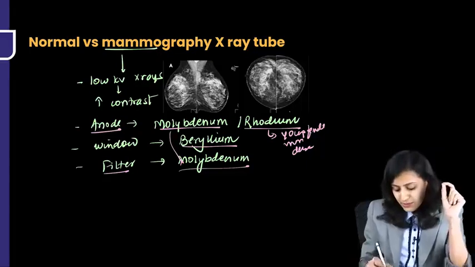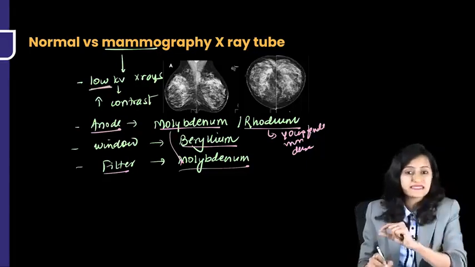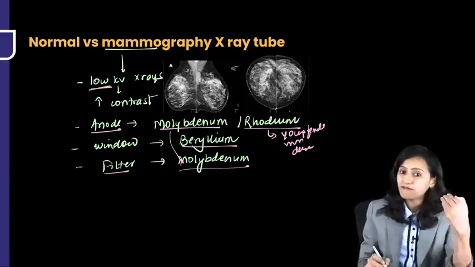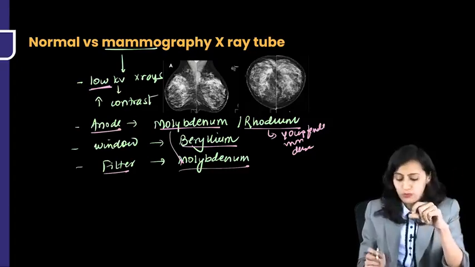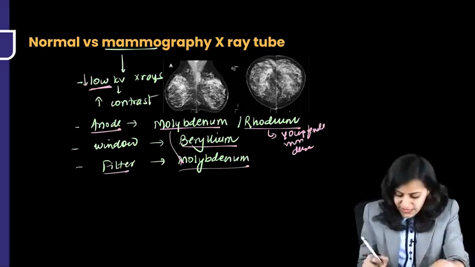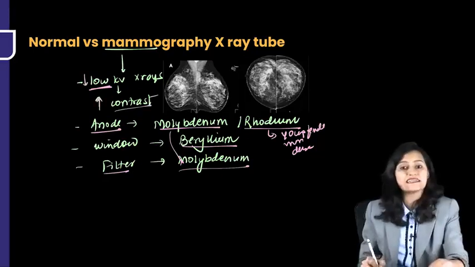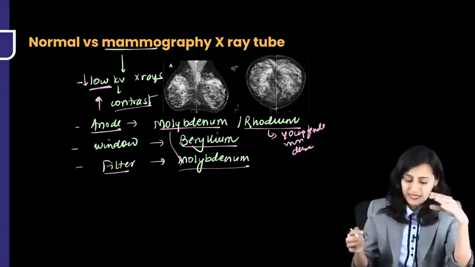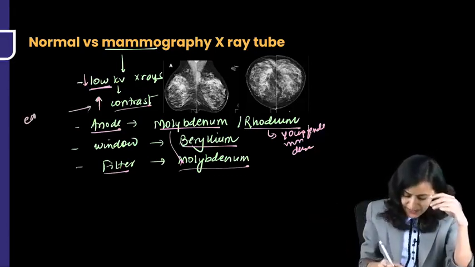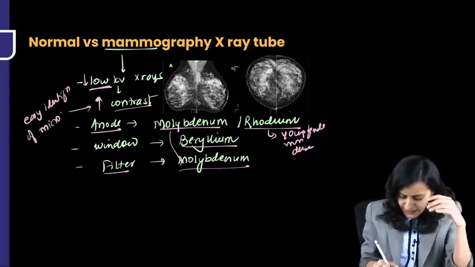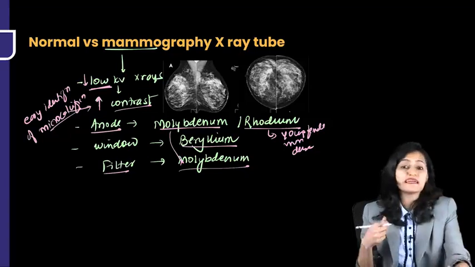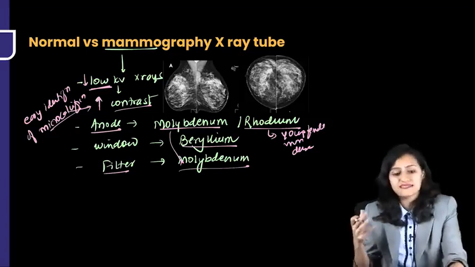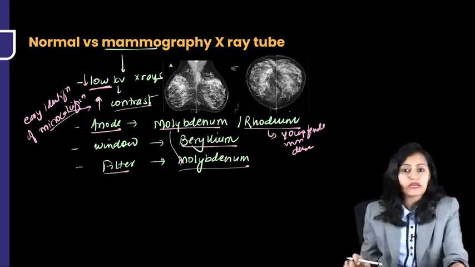And remember that in mammography, it's a low kV X-ray procedure. Why? When you have low kV, remember kVp, contrast versus penetration. What happens with the low kV? When you decrease the kV, the contrast increases. When the contrast increases, it helps in easy identification of microcalcification in the breast, which is what we look for to identify a malignant breast lesion, BI-RADS 5. Right, so remember it's a low kV X-ray.